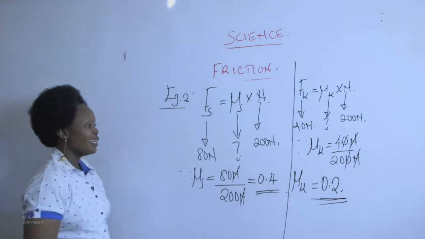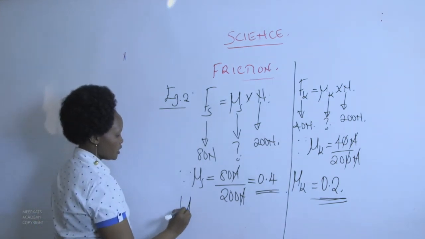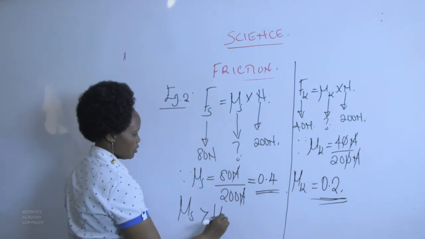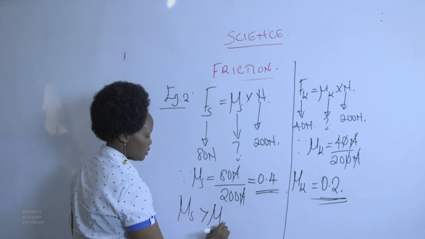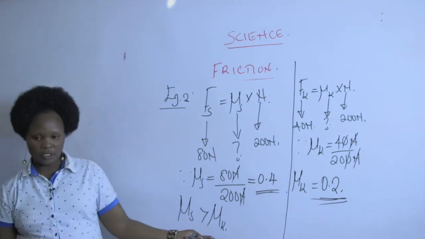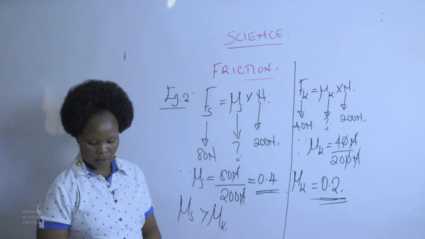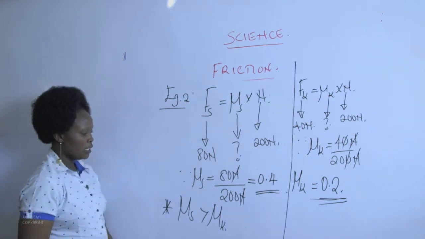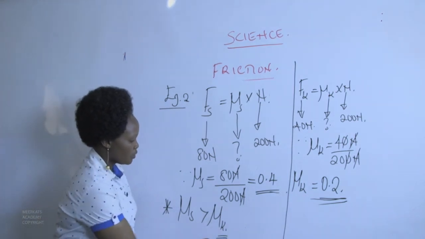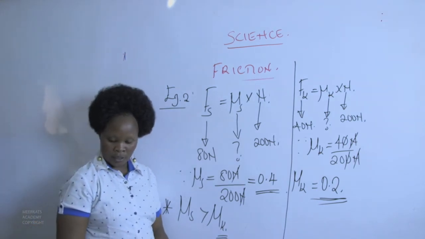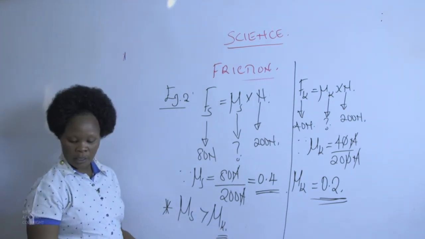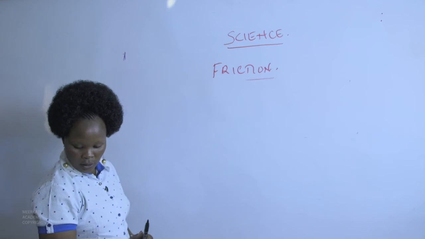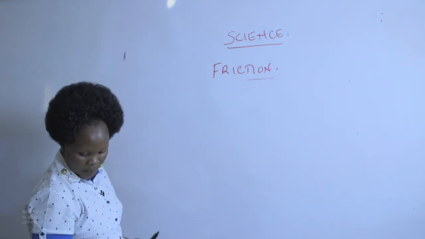Now, something important that you will realize from the example that we have calculated is that the coefficient of static friction is always greater than that of kinetic friction, for the same surface. That is something that we are going to revisit when we shall be looking at the laws of friction. Let us look at the last example.